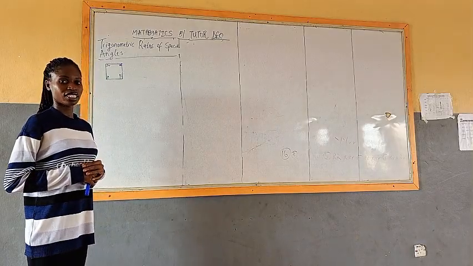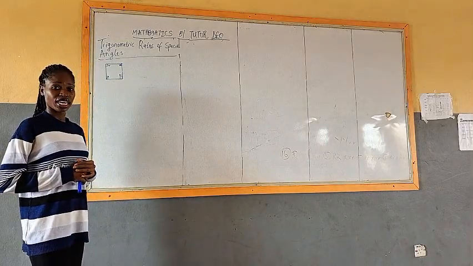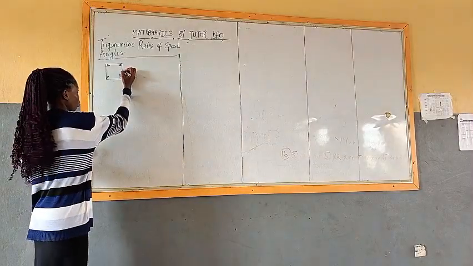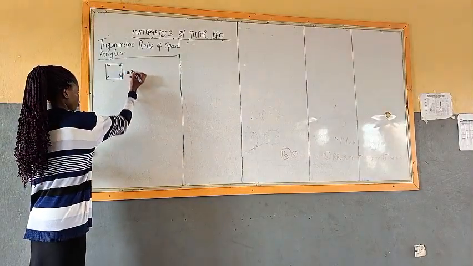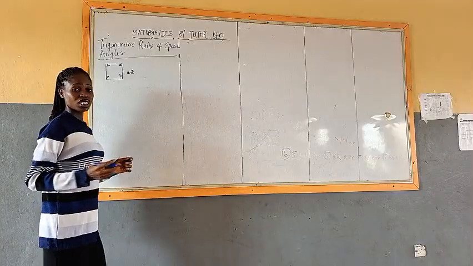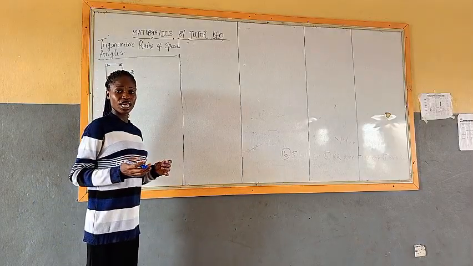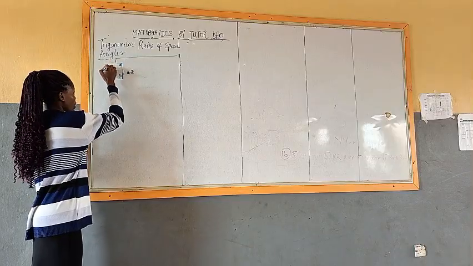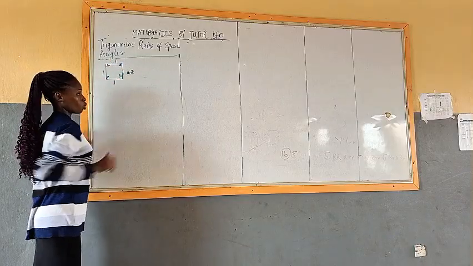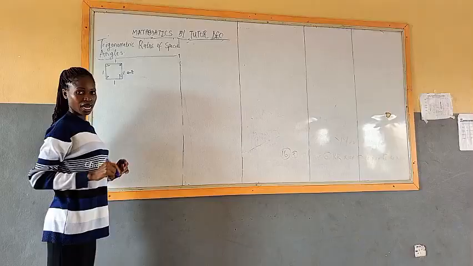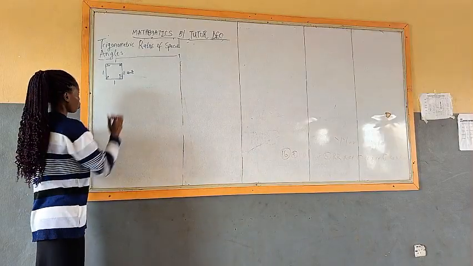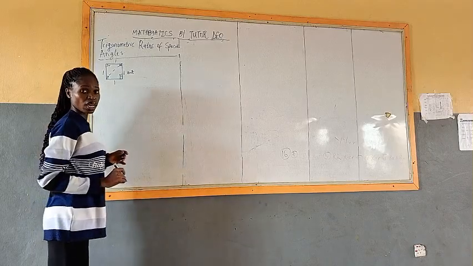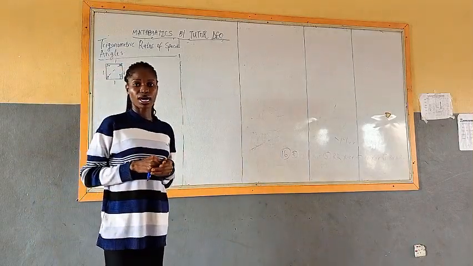Now with that knowledge, I am drawing a square of 1 unit. So we have 1 unit. Because the sides of a square are equal, we have this to be 1, this is 1, and this is also 1. Now, we'll be drawing a diagonal to divide the square into 2 equal parts.